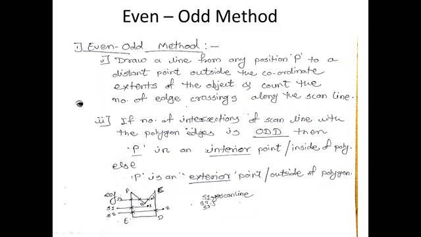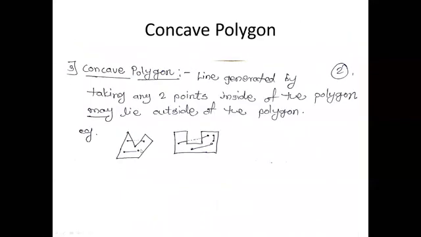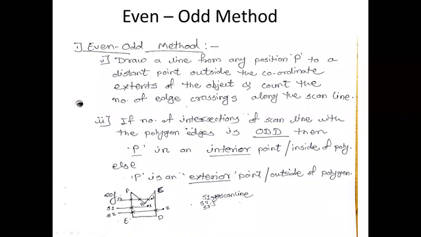Now we need to count the number of intersections. If the number of intersections of the scan line with the polygon edges is odd, then the point in question is interior, inside of the polygon. If the number of intersections is even, then the point in question is outside of the polygon. Now we will check each line. Here we are checking pixel 1, and we have drawn one line up to that pixel only.